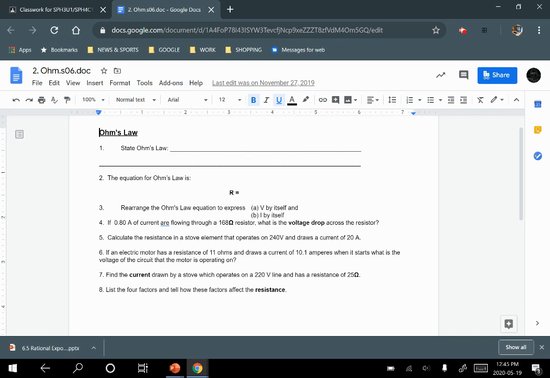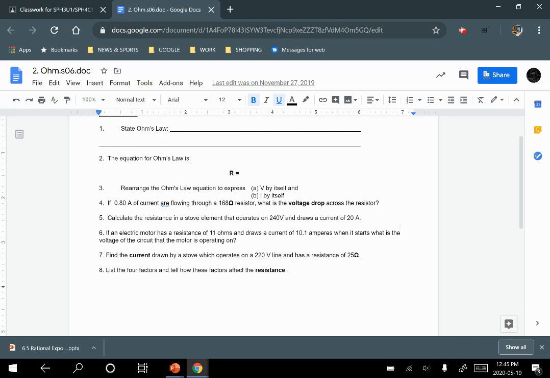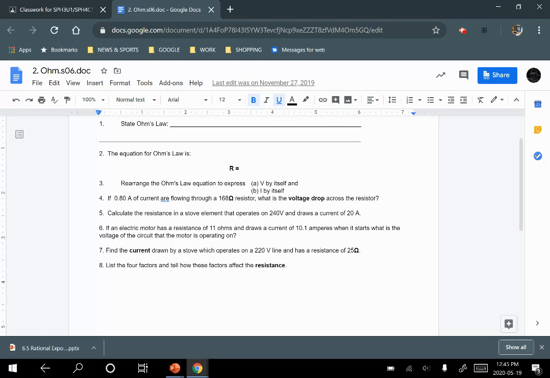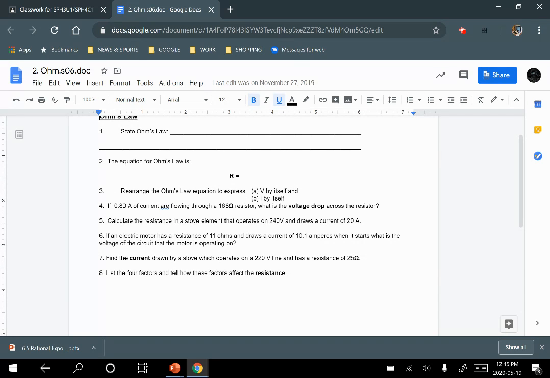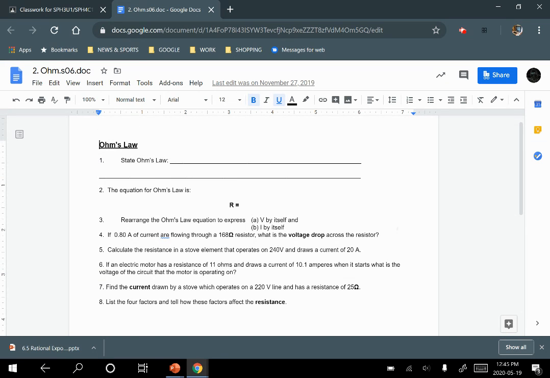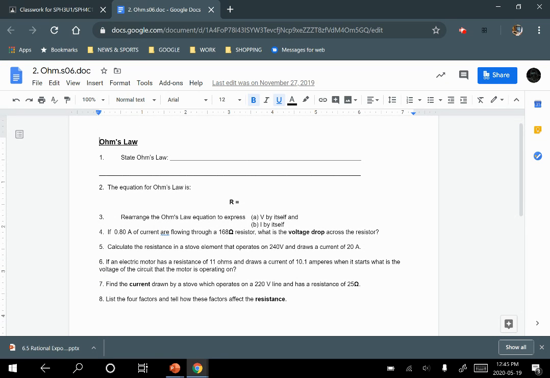State Ohm's law, state the equation, rearrange the equation, and then solve 1, 2, 3, 4 problems. And then finally list the 4 factors that affect resistance in a conductor. So that was that last slide that I was on. Just recite those 4 things that affect the resistance and how they affect it. And that's all I want you guys to do for the rest of this week.